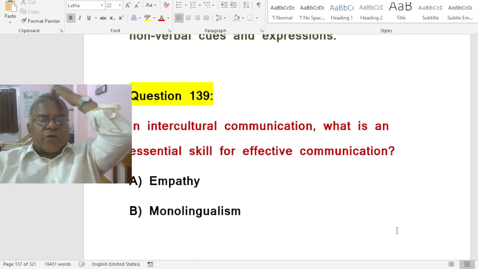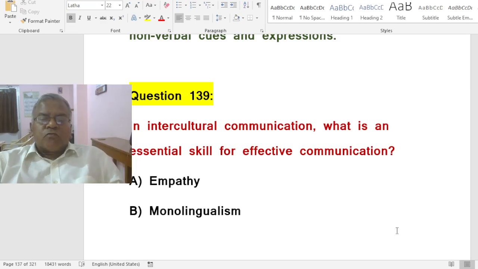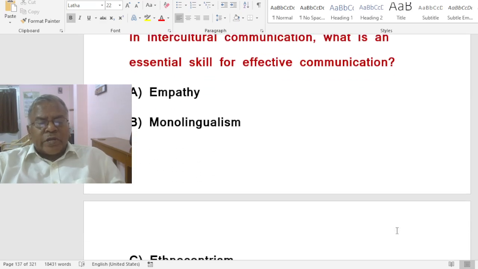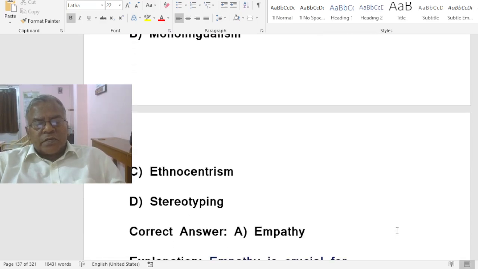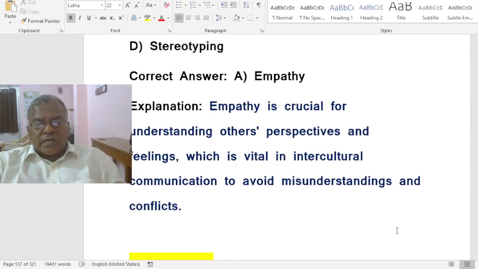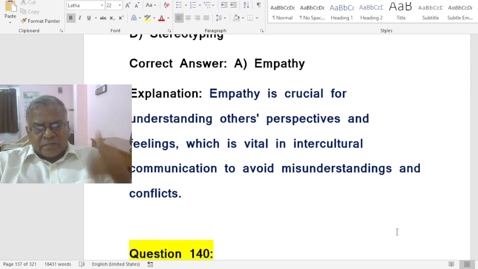In intercultural communication, what is an essential skill for effective communication? A. Empathy. B. Monolingualism. C. Ethnocentrism. D. Stereotyping. That is empathy. Empathy is crucial for understanding others' perspectives and feelings, which is vital in intercultural communication to avoid misunderstandings and conflicts. So empathy is crucial for understanding other people's views, perspectives and feelings.